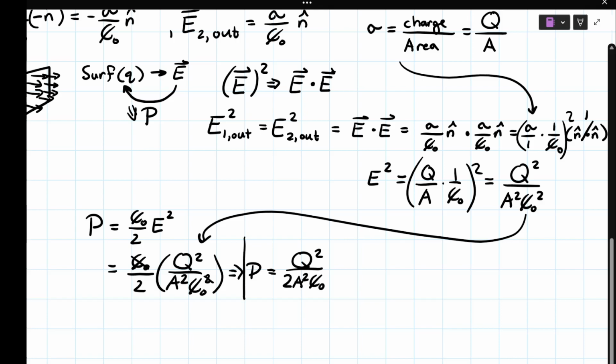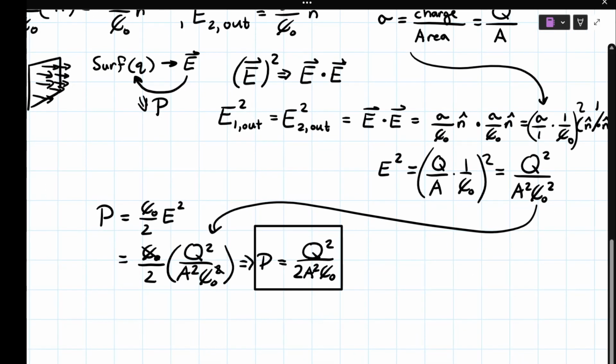Okay, and that is the solution to 2.41 of the 4th edition of Griffiths' Introduction to Electrodynamics.